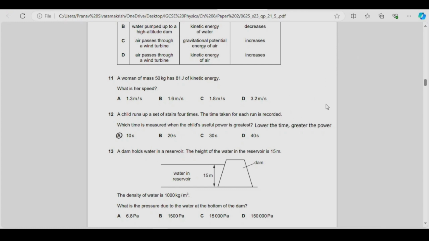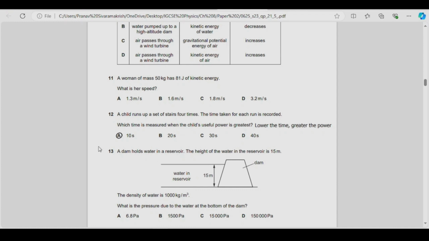So the power is going to be greatest when that energy is gained fastest. Power is greater when either more energy is transferred, or the same amount of energy is transferred in a shorter period of time, or both more energy is transferred and in a shorter period of time. Those are essentially the 3 scenarios you can have. In this scenario, it is when the child takes the shortest amount of time to climb the stairs that the child is going to have the most useful power. So it'll be 10 seconds.